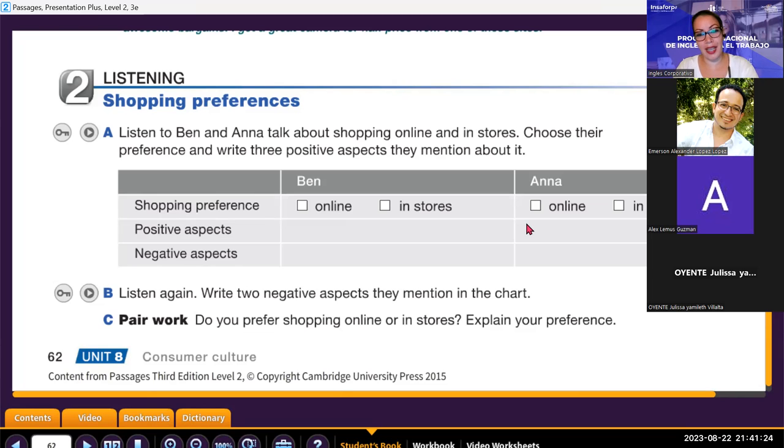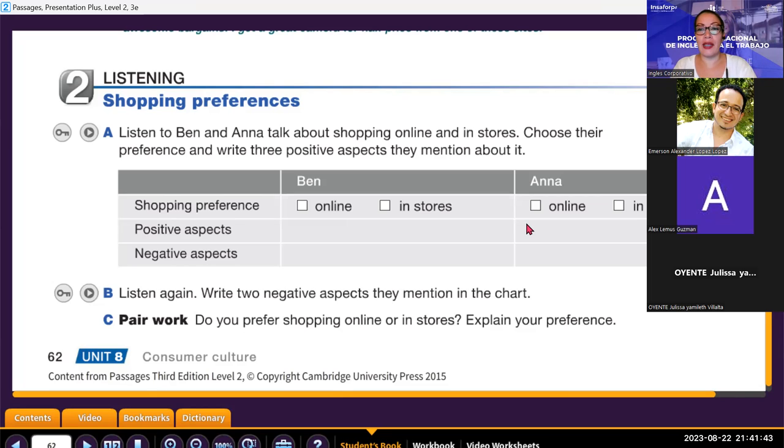Okay, excellent. That's a good point. So it depends on what you're going to buy, and you say some things you prefer to shop online, and some things you prefer to shop in a store. So that's a good point.